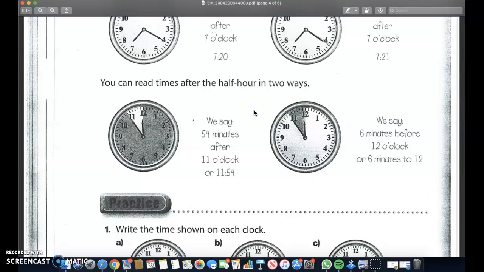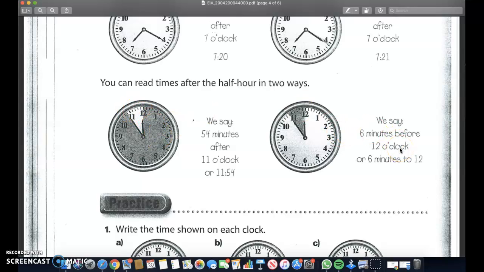You can read times after the hour in two ways. Here we say 54 minutes after 11 o'clock. The hour hand isn't completely at the 12 yet, so since it's between the 11 and the 12, we know it's 11 o'clock still. Then if I skip count, 5, 10, 15, 20, 25, 30, 35, 40, 45, 50, and then I see that this darker dot here is 55. But my minute hand has stopped a minute before 11:55. Therefore, it's 11:54.